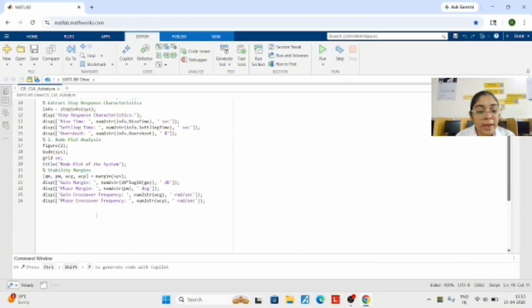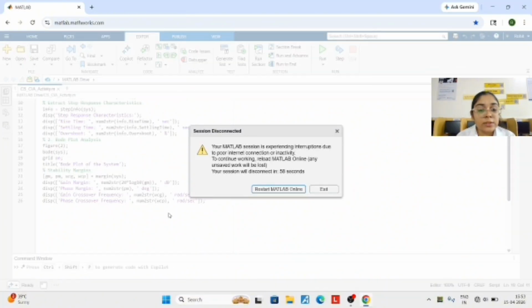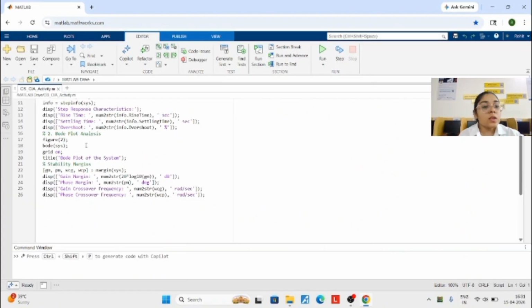Then also these parameters help us to determine the stability of the system. In conclusion, now we will see the Bode plot analysis.